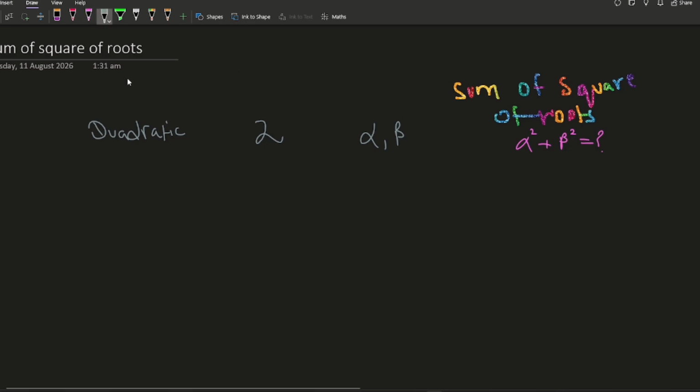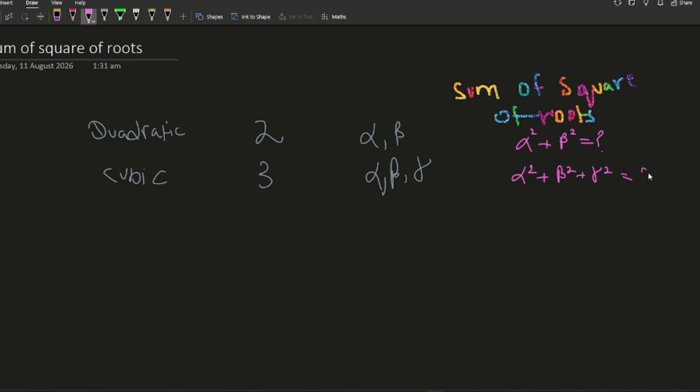But first, let's make a table for cubic and quartic as well. For a cubic, we have three roots, alpha, beta, and gamma, and the sum of square of roots will be alpha square plus beta square plus gamma square. And we need to find the value for it. And similarly for a quartic, we have four roots, alpha, beta, gamma, and delta. So again, sum of square of roots will be alpha square plus beta square plus gamma square plus delta square. And again, we have to find the value for it.